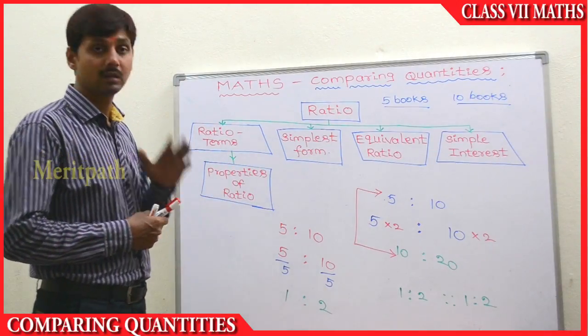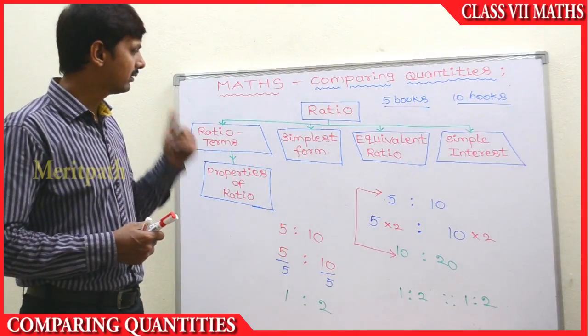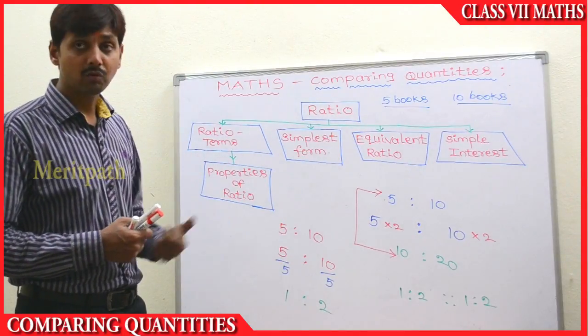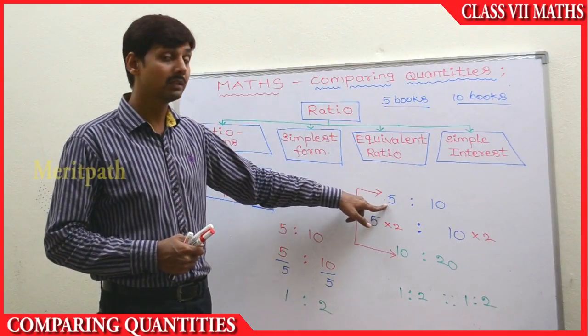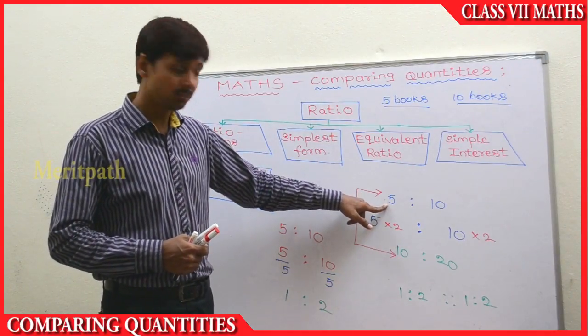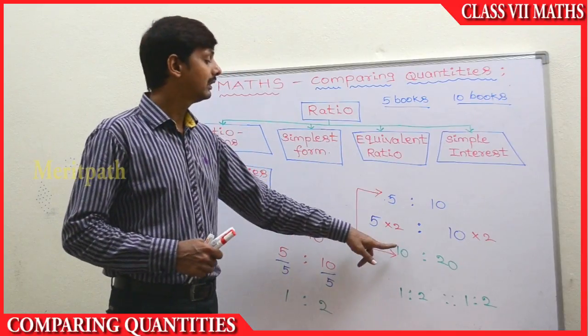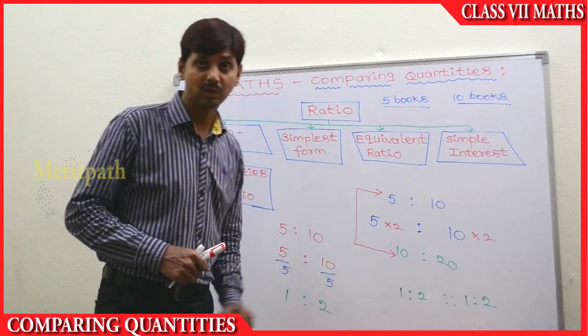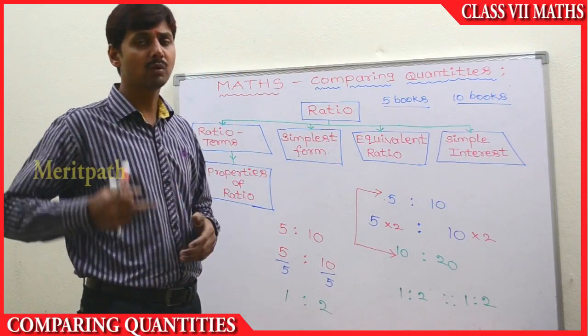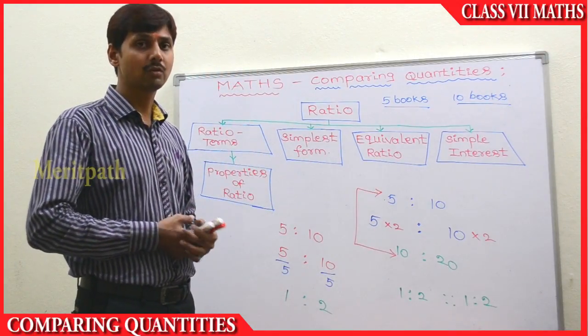Let's go to the next concept, that is the simplest form of the ratio. Just before, we have taken 5:10. Let's cancel with the 5 table, we get 1:2. 10:20, cancel with the 10 table, we get 1:2. This is the simplest form. Whatever numbers can be cancelled on both sides.